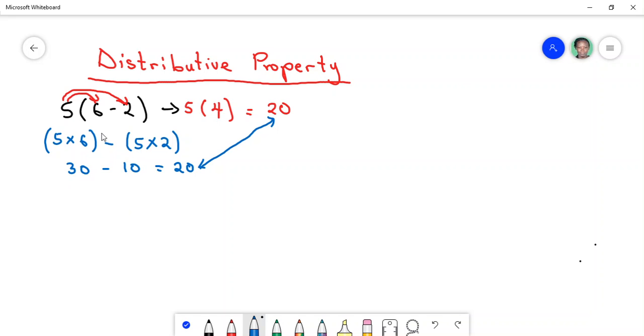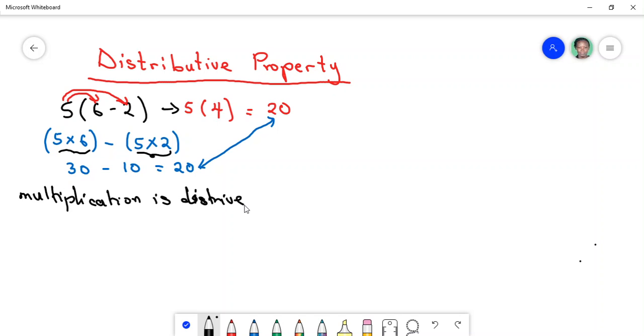So this is what we call the distributive property. And this as well, because you realize that we multiply this times that minus this times this as well. So it is distributive over subtraction. So here you can say multiplication is distributive over subtraction.